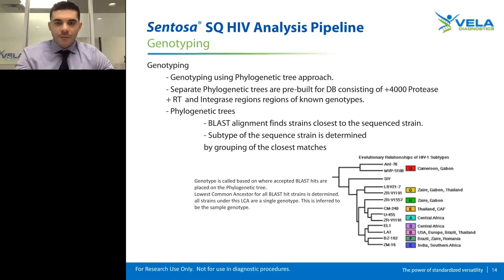By looking at the lowest common ancestor here, we can determine what type of strain the sample is. This is just a little overview of how the phylogenetic tree is set up. Essentially, anything under the lowest common ancestor is the same genotype, so we'll call that.